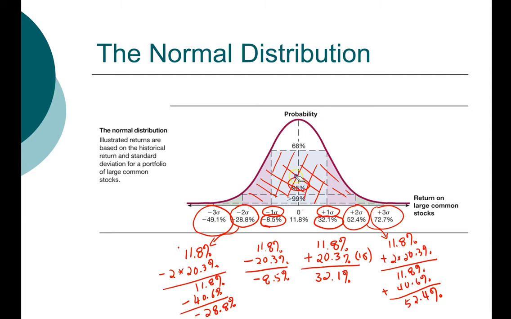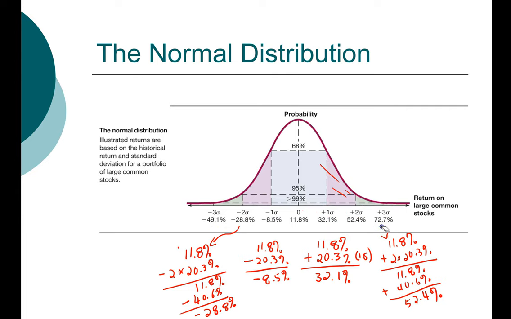So let me clear this graph a little bit so that it allows us to go back and really look at what these numbers mean now that we know how to get them. So what this tells us is that 68% of the time, our return is going to be somewhere between minus 8.5% and 32.1%. And 95% of the time, our return is going to be somewhere between minus 28.8% and 52%. So if 95% of the time I'm going to be between these two boundaries, that means 5% of the time I'm going to be outside of those boundaries. So that means 2.5% of the time I'm going to be higher than 52%, and 2.5% of the time I'm going to be less than minus 28.8%. So if I ask, what are the chances of me making more than 50%, for example, they would say about 2.5% of the time.